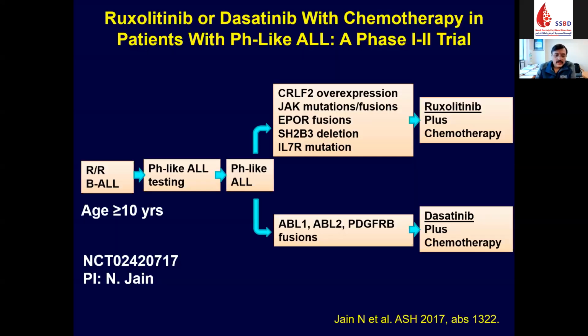So we got interested, and I believe we did one of the first studies looking at this concept. We designed a study for PH-like ALL, relapsed refractory adult ALL, age more than 10 years. And we do this testing, which I just mentioned to you about. Based on the profile of these patients, they were given either ruxolitinib plus chemotherapy, if we think that they have an abnormality which leads to JAK-STAT activation, or dasatinib if they have something which leads to ABL1, ABL2, PDGFR beta fusion, which you would think would respond to dasatinib. So we started this trial back in 2016 or so.